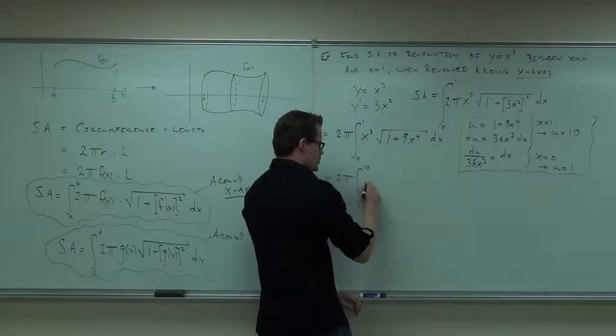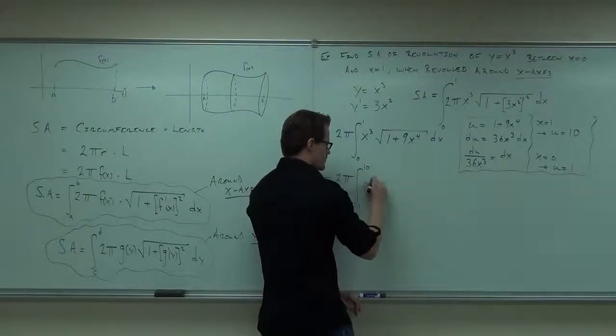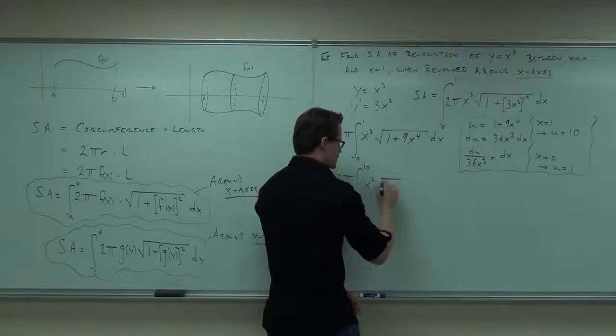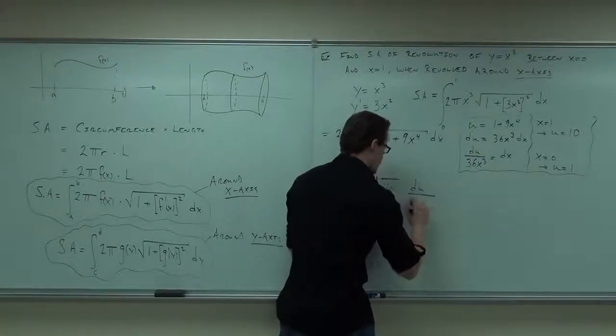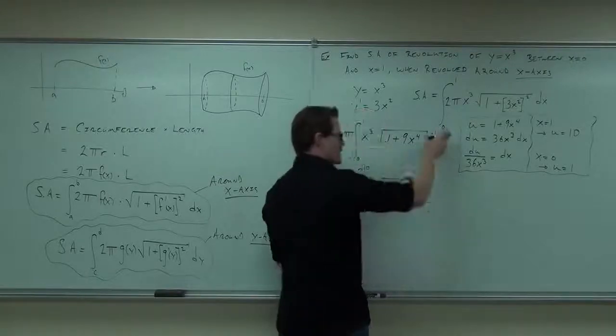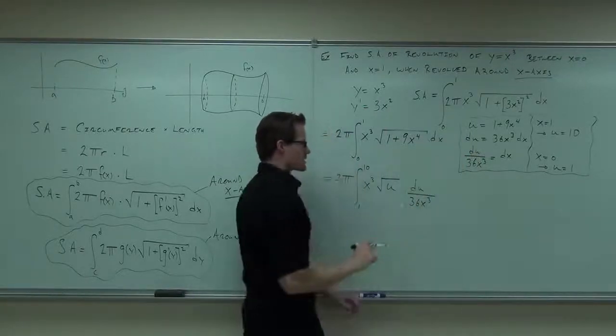Do I still have an x cubed? Do I still have a square root? What's inside the square root? Yes, I am. du over 36x to the 3rd. That's where we make our substitution. dx equals du over 36x to the 3rd.